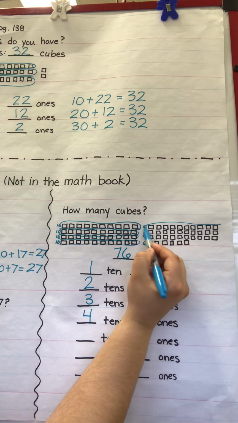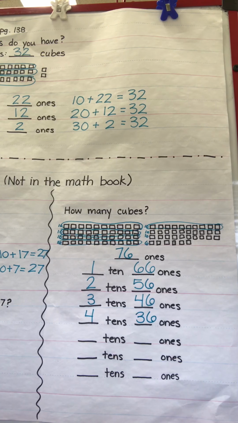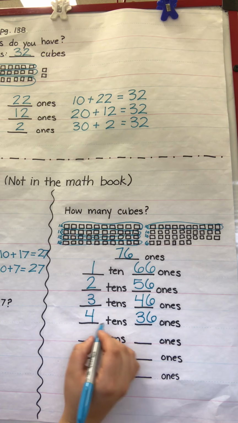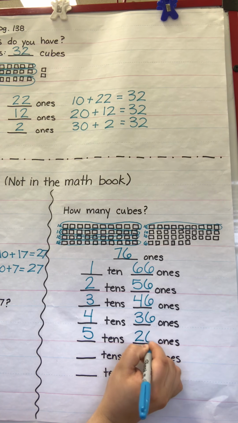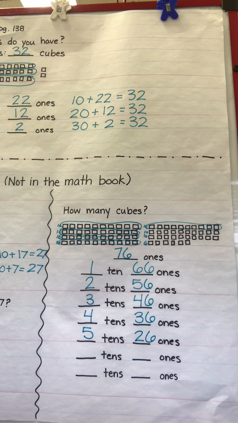Let's go ahead and do another group. So we still have lots that we can group. I now have 5 tens grouped. How many ones do I have left over? That's right, I have 26 ones left over.